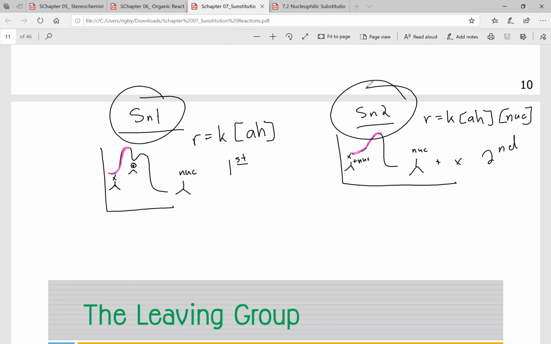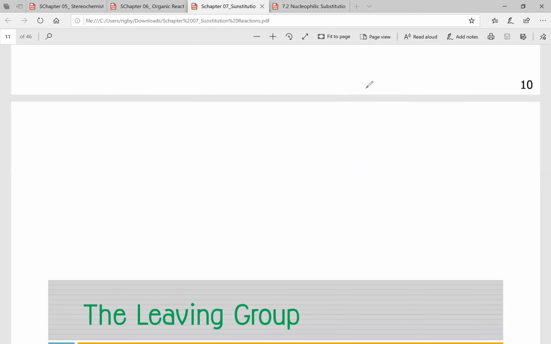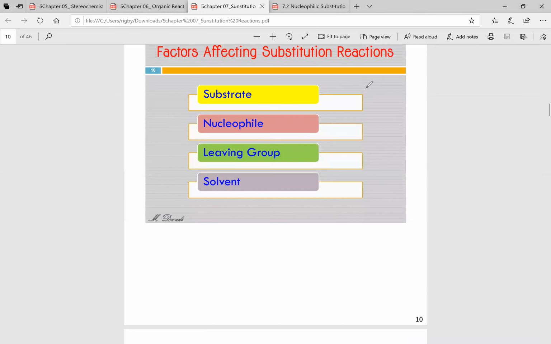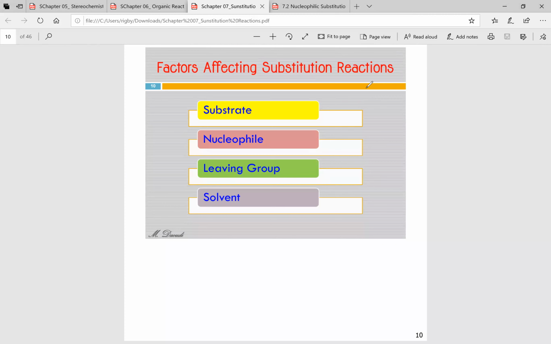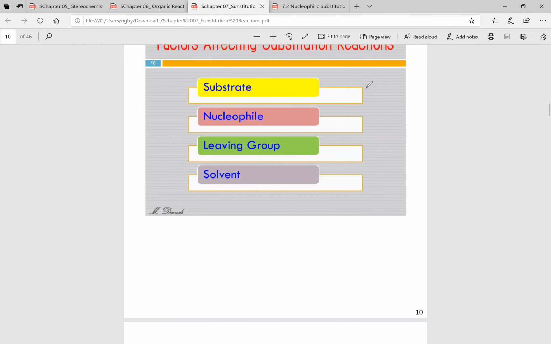So now we're going to talk about how do we know if it's going to be Sn1 or Sn2? Because they generally come out with similar products. It's just Sn1 happens in two steps, Sn2 happens in one step. There are generally 4 factors that affect substitutions. The one that probably affects Sn2 versus Sn1 the least is the leaving group.